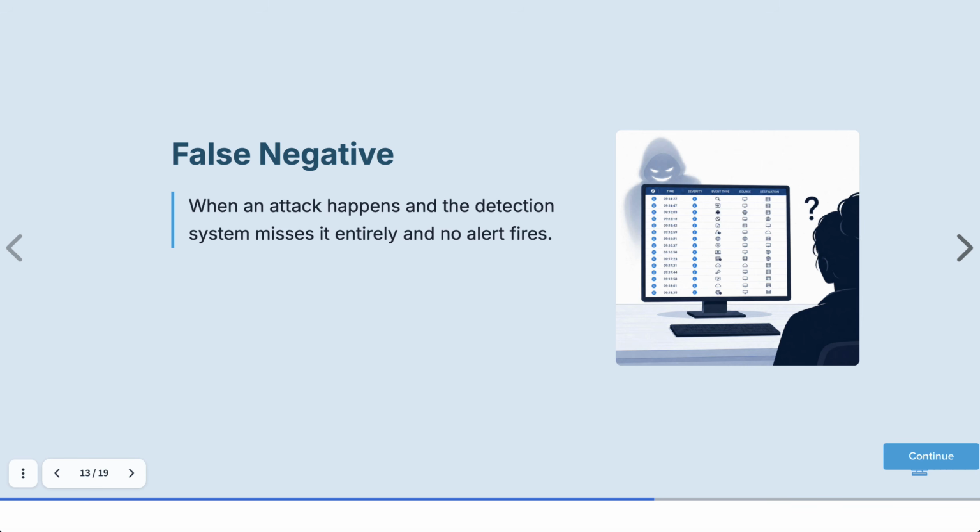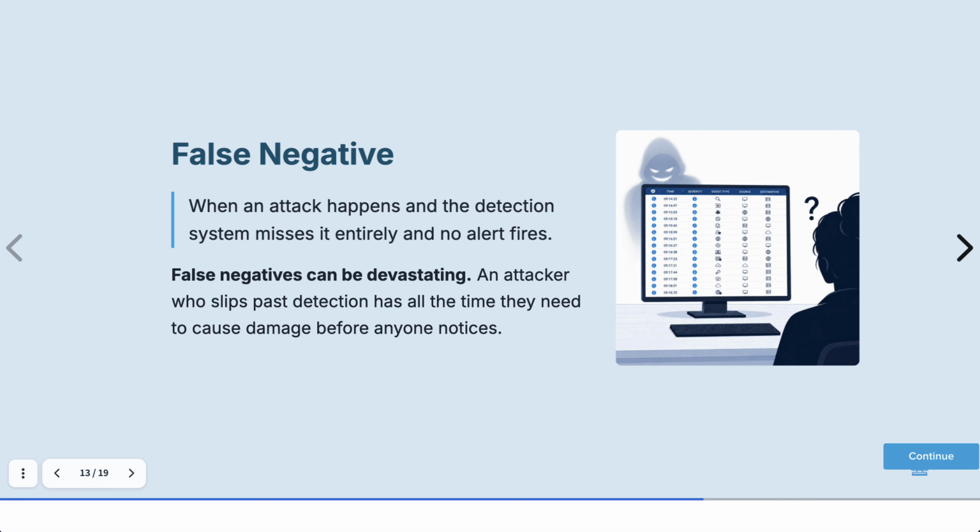False negative: when an attack happens and the detection system misses it entirely and no alert fires. False negatives can be devastating. An attacker who slips past detection has all the time they need to cause damage before anyone notices. Once inside undetected, they can move through the network, escalate privileges, and exfiltrate data with no one the wiser. This is signature-based detection's biggest vulnerability.